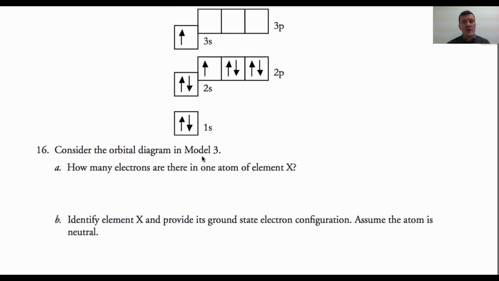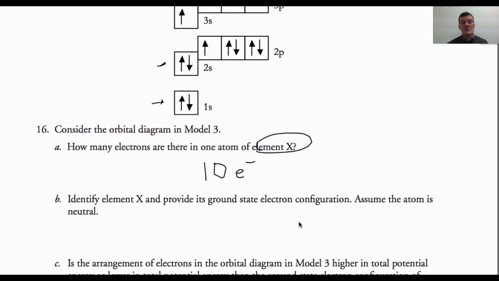Consider the orbital diagram in Model 3. How many electrons are there in one atom of element X? 2, 4, 5, 6, 7, 8, 9, 10. There are 10. 10 electrons. Identify element X and provide its ground state electron configuration. Assume the atom is neutral.